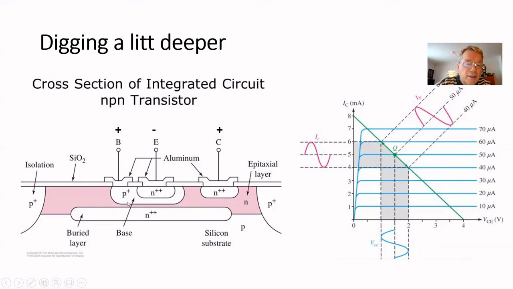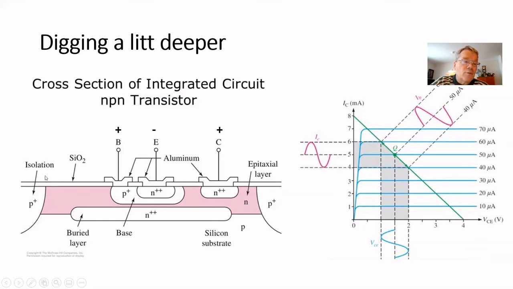And it's built like this. It's N++ here and N++ here. And then we have just N here in order to have smaller resistance, so that the current easily goes from the emitter to the collector. And also this buried layer here of N++ makes this a small nice channel for the electrons to wander in.